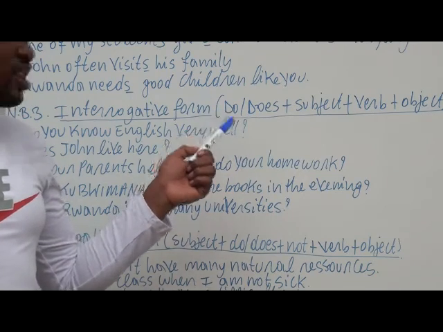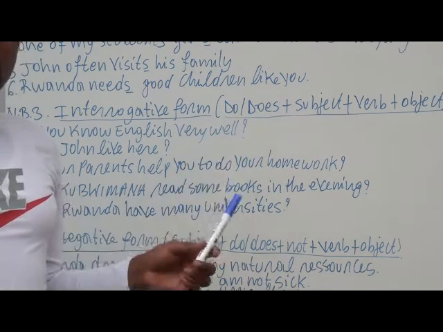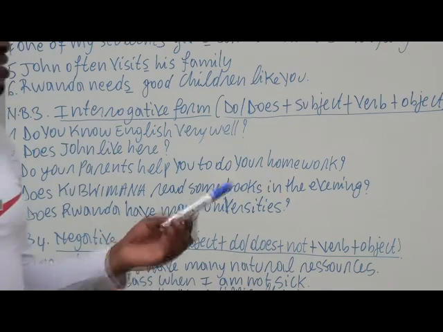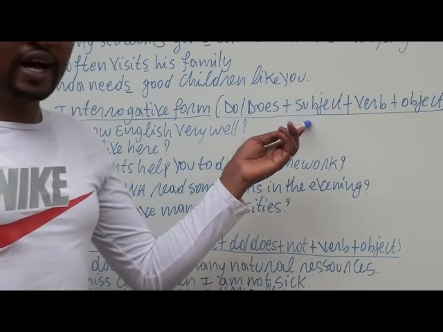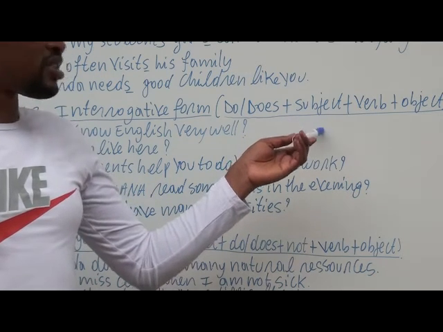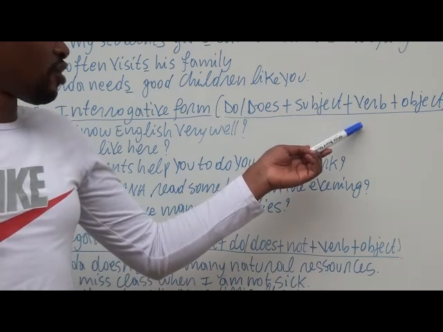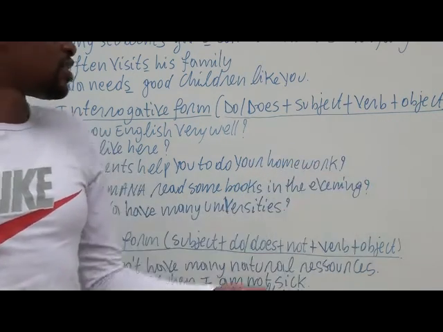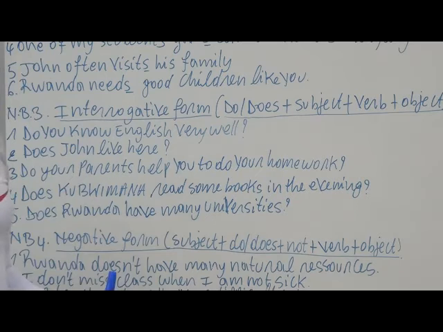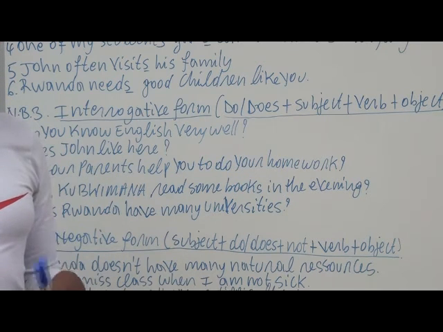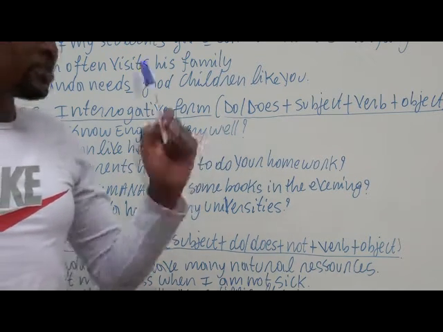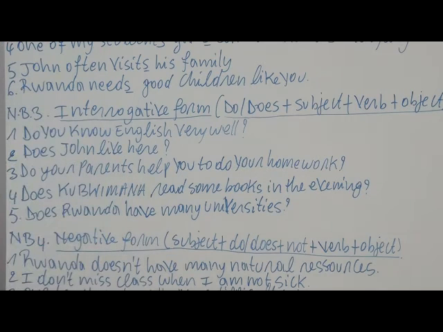So we should start with do or does. We will use does when we have a third person of singular, and after do or does, we will add the subject. After the subject, we will add the verb. After the verb, we will add the object. Don't ask a question by starting with the subject. Don't do that. Follow the structure I have already given you here.